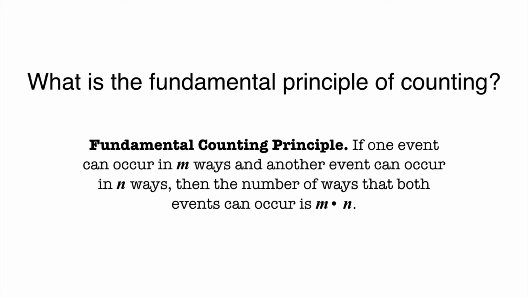Fundamental counting principle states that if one event can occur in m ways and another event can occur in n ways, then the number of ways that both events can occur is m times n.